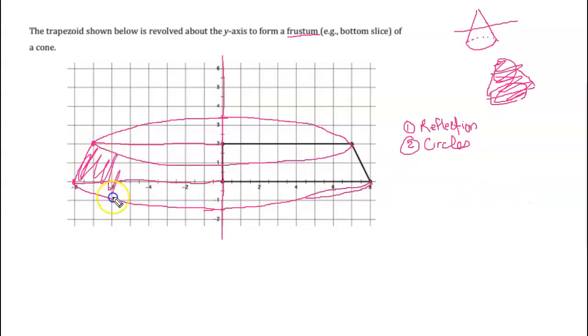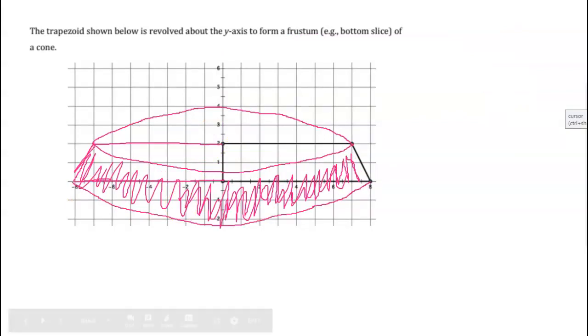Sometimes, just so I can see things better, I'll shade in one of the faces or one of the sides of a shape just so it gives it a little bit of depth. But this is basically the frustum that we are looking at. We had a cone and we chopped the top off of it, and so now we have a shape. So we've drawn a sketch of our three-dimensional object.